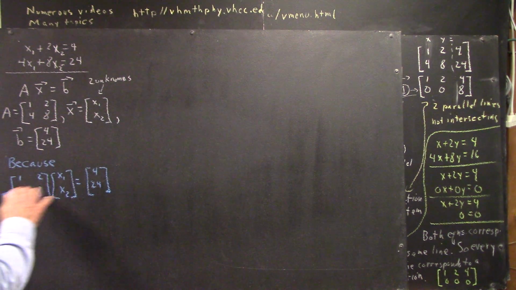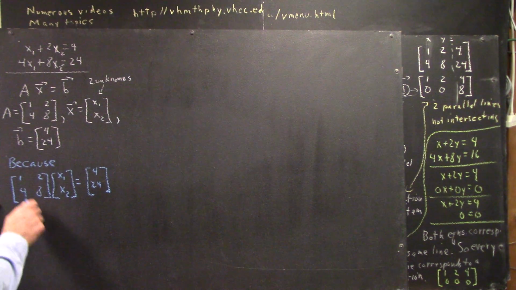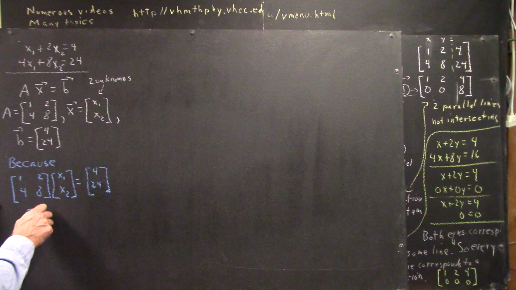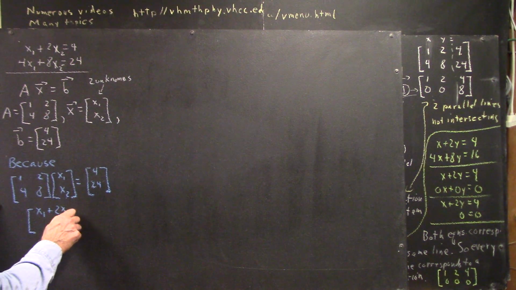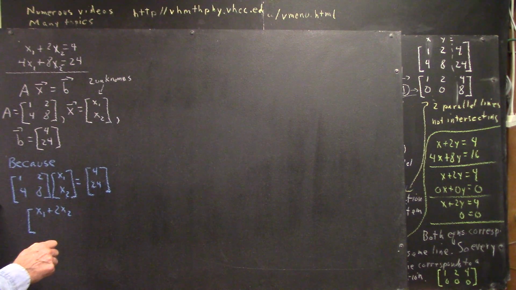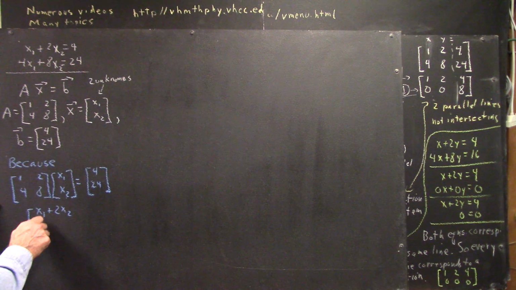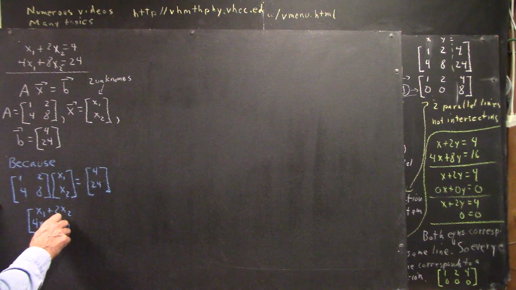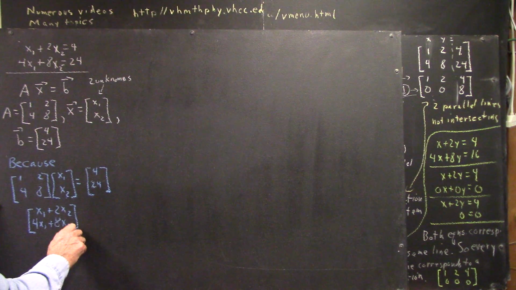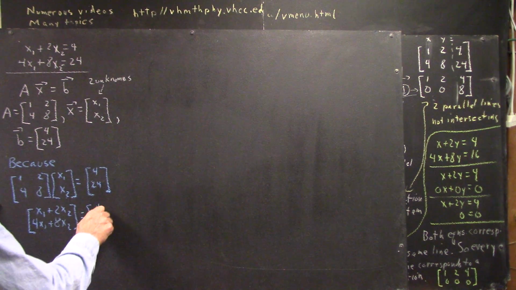Well, if I do the multiplication on the left, what do I get? I get 1 times X1 gives me X1, 2 times X2 gives me 2X2. So multiplying the first row by this column gives me this. Multiplying the second row by this column, I get 4X1 plus 8X2. And of course, the right-hand side of the equation is just this.